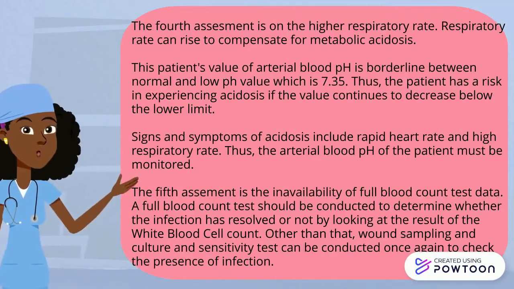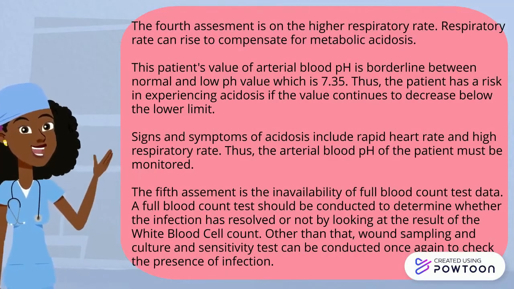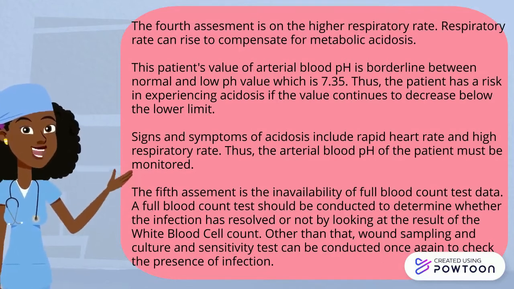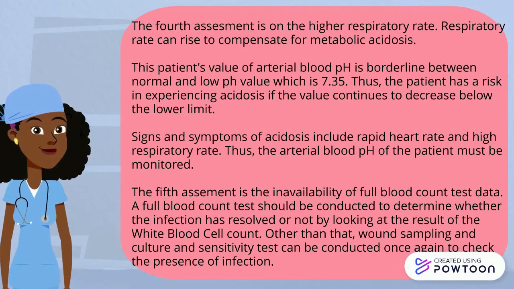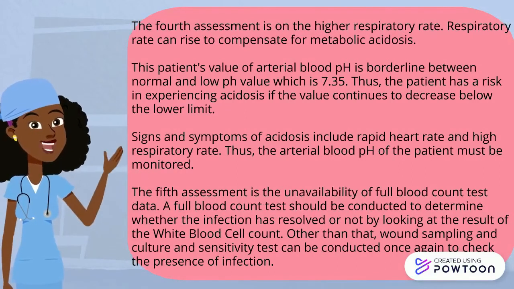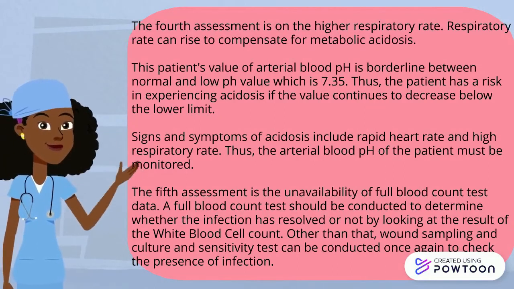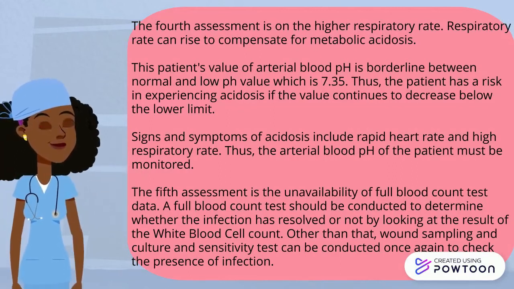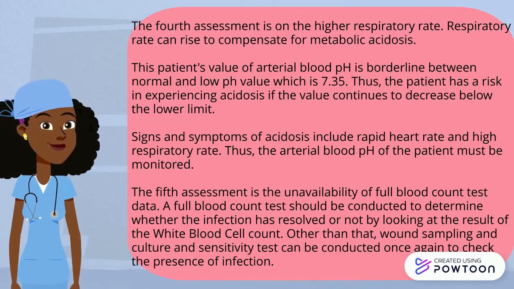The fourth assessment is on the higher respiratory rate. Respiratory rate can rise to compensate for metabolic acidosis. This patient's value of arterial blood pH is borderline between normal and low pH value, which is 7.35. Thus, the patient has a high risk of experiencing acidosis if the value continues to decrease below the lower limit. Signs and symptoms of acidosis include rapid heart rate and a high respiratory rate. Thus, the arterial blood pH of the patient must be monitored.